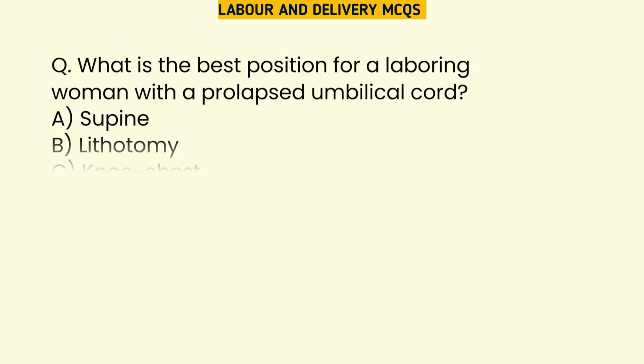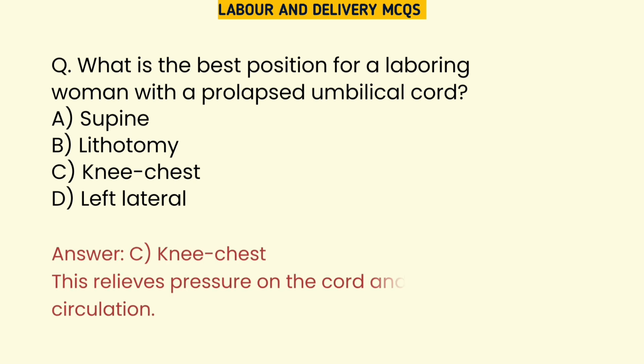Next question. What is the best position for a laboring woman with a prolapsed umbilical cord? Correct answer is C. Knee chest. This relieves pressure on the cord and maintains fetal circulation.